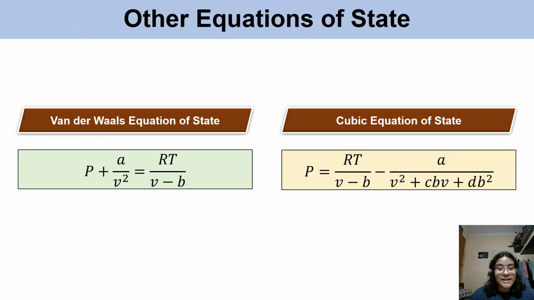There are two other equations of state, which are as seen on the screen. The first one is the van der Waals equation of state, which was one of the earliest equations of state given. The other one was the cubic equation of state.